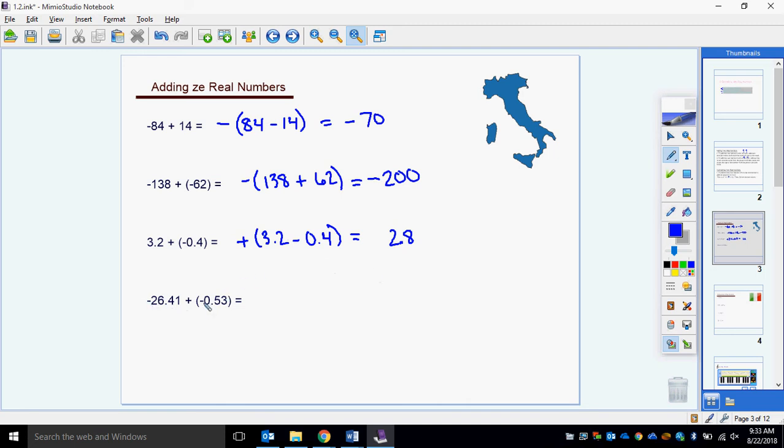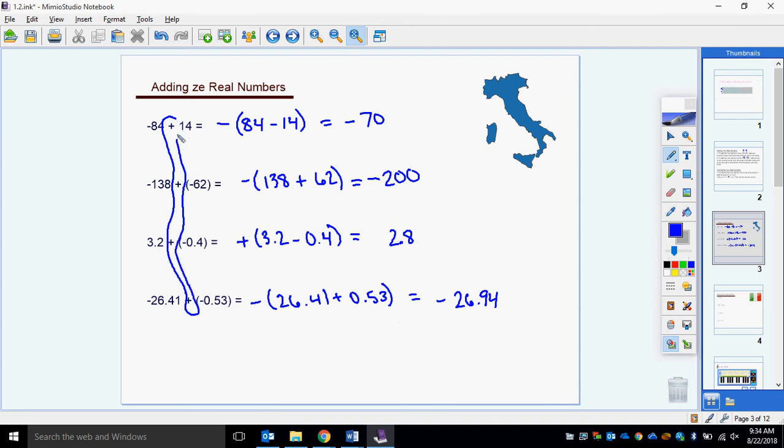And the last one, same signs. So I'm going to add their absolute value, so 26.41 plus 0.53. And the sign that's common between them is negative, so I want to make sure my answer has a negative on the end. When I add these together, I get 26.94 and tack on the negative. Okay, so that was all addition.